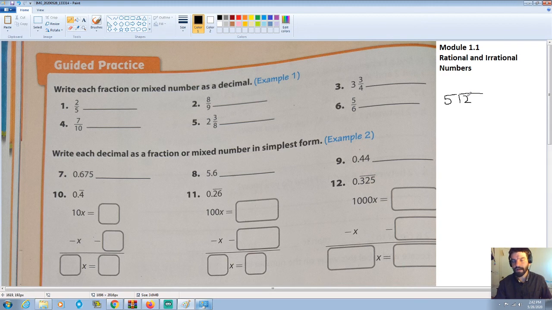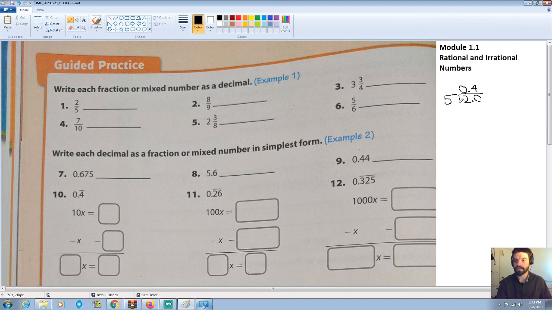Now, 5 can't go into 2 because it's too big of a number. So what we'll do here is we'll say that it goes in 0 times. But then what I'm also going to do is put decimals here and here. This is going to allow me a unique opportunity to add as many indefinite zeros as I need to in order to come up with a decimal that either repeats or terminates.